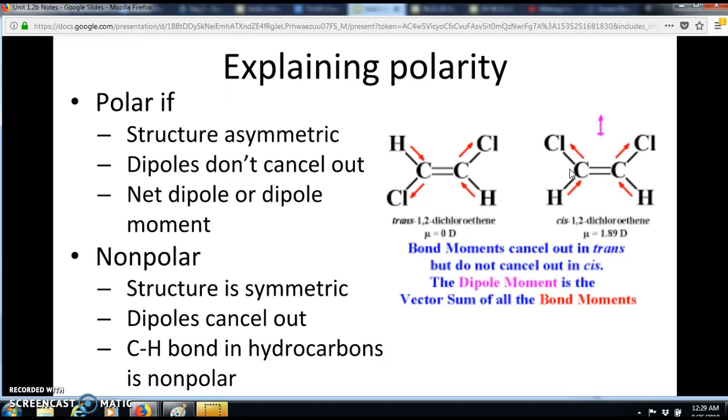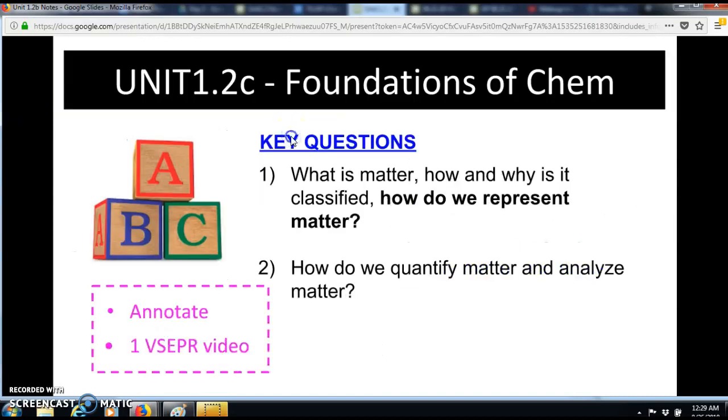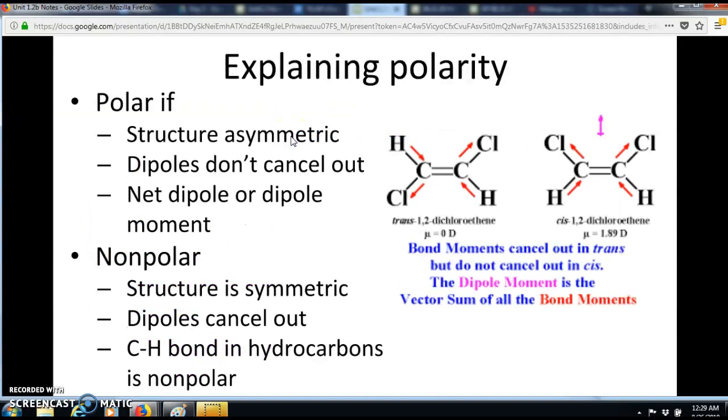Okay, so we talked about the quick tricks. They are so useful for quickly determining whether or not something is polar or nonpolar, but they will not help you explain, particularly on something like an AP exam. You have to explain polarity based on science and scientific reasoning. So remember, polar structures are asymmetric. We saw that in some previous slides. They're asymmetric. That means that the dipoles do not cancel out.